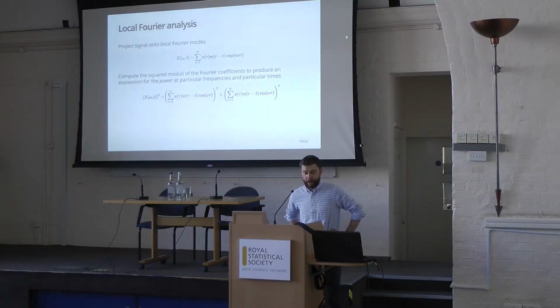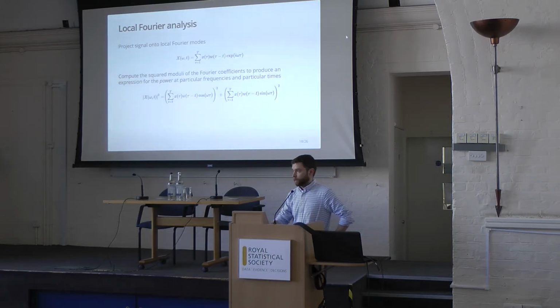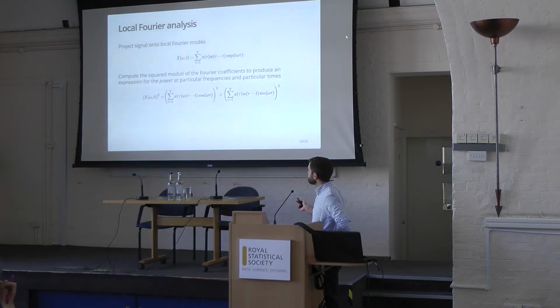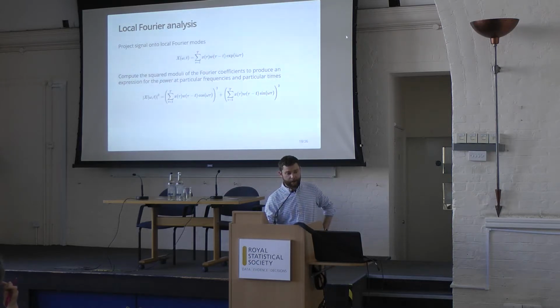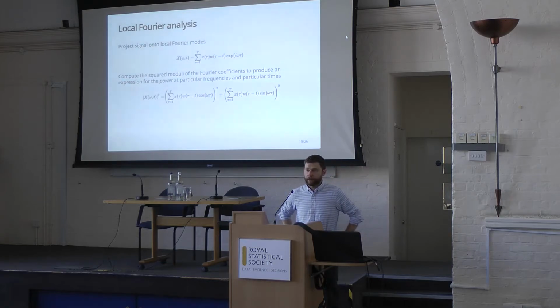I can find these local Fourier coefficients by taking some sum of my time series with the complex exponential, but this time it's multiplied by some windowing function, some enveloping function. And very similarly, I can take the squared modulus of these coefficients to work out a spectral power at a particular frequency, but also localized at a particular point in the time series.